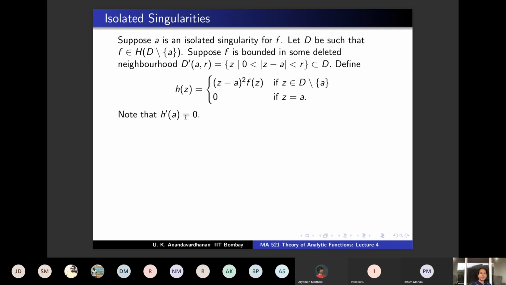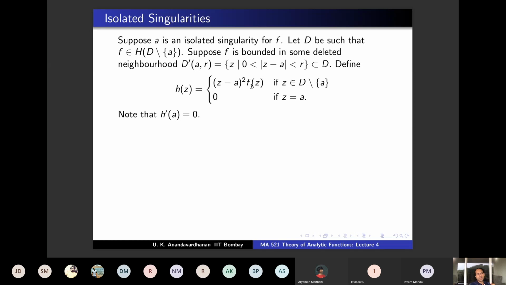How will you check the differentiability? From first principles. So what is h prime of A? Limit z going to A, h of z minus h of A by z minus A. So what is h of A? H of A is 0 by the very construction. So h of z minus h of A is h of z itself divided by z minus A. So that is z minus A times f of z. And what is the limit z going to A of z minus A times f of z? It is 0. Why?